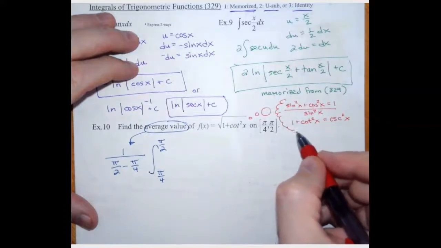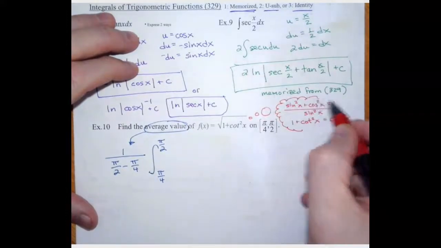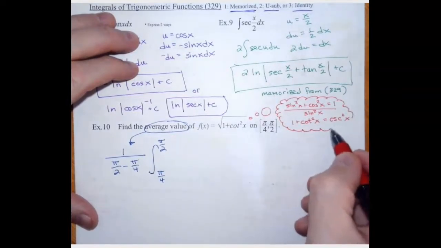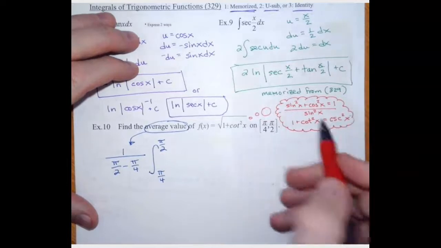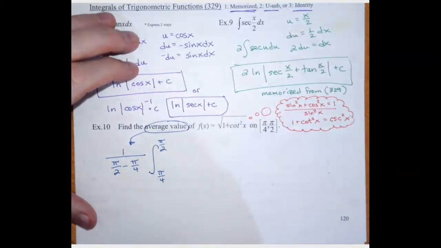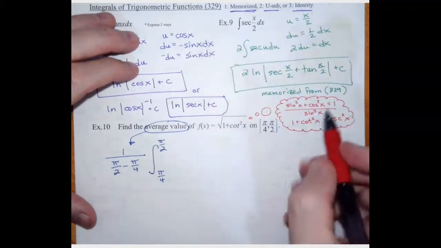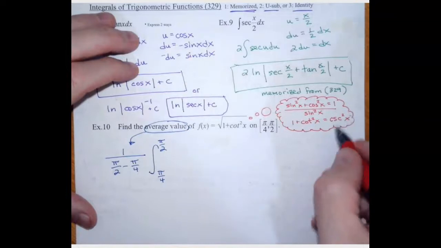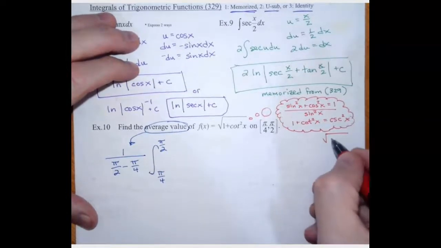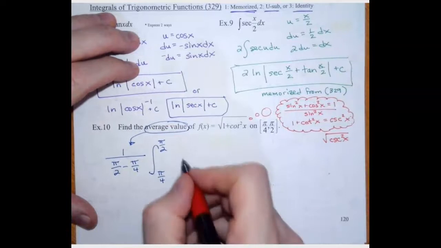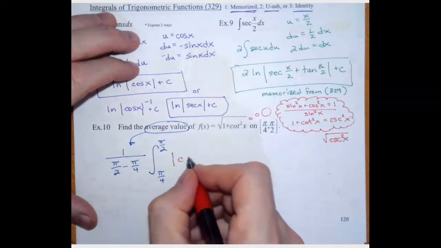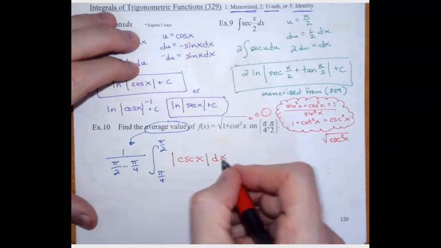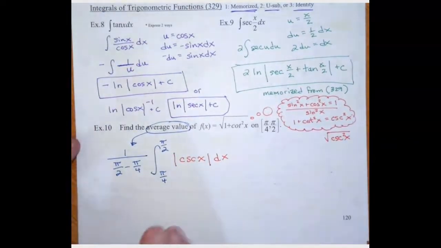There are kind of 9 Pythagorean identities, technically, but the other 8 I can all find from that one. So that is the square root of cosecant squared. When you take the square root of something squared, you get the absolute value. So it's going to be the absolute value of cosecant x dx, if we switch that up. Okay?